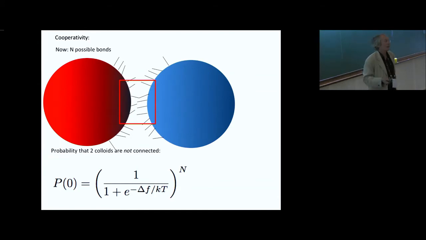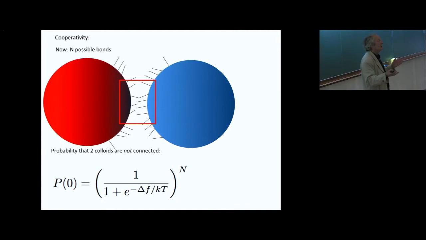But I use it at the moment just to make a very simple order of magnitude estimate of what's going to happen if you have not one particle binding, but many. Because suppose that every DNA can bind to only one DNA on the other side. Now, that is a simplification, but it makes life easier. So then this bond can be on or it can be off. This one can be on or it can be off. And the point is, and Ben mentioned this in passing already, the two colloids are only unbound if every single one of these pairs is unbound.